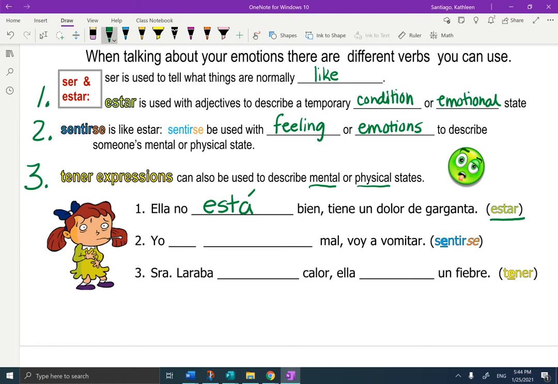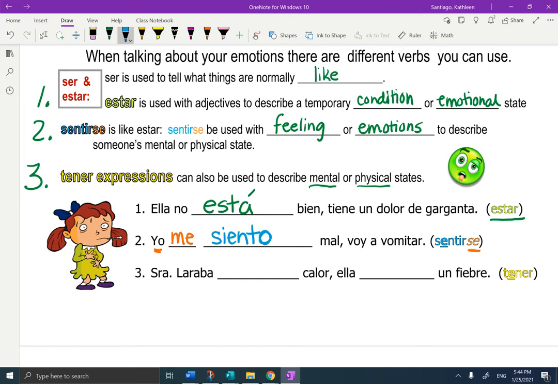Número 2, using sentirse. Yo blank blank mal. Yo voy a vomitar. Oh no. Okay, so let's deal with the se first. Se to match yo becomes me. And then sentir becomes e to ie, an e stem changer. Me siento, and the ending: chop, change, add. Yo me siento mal. Voy a vomitar.